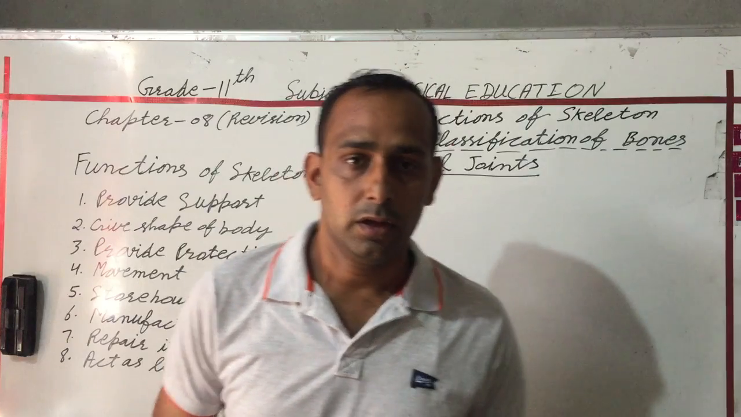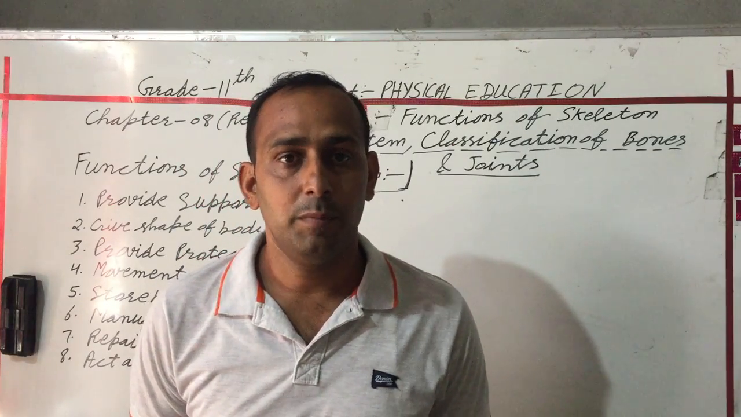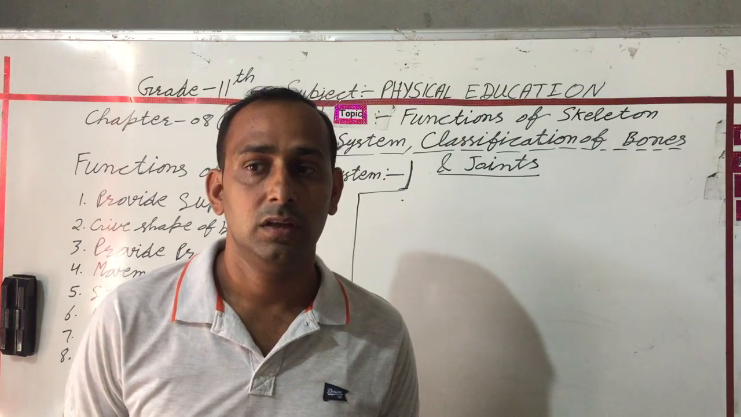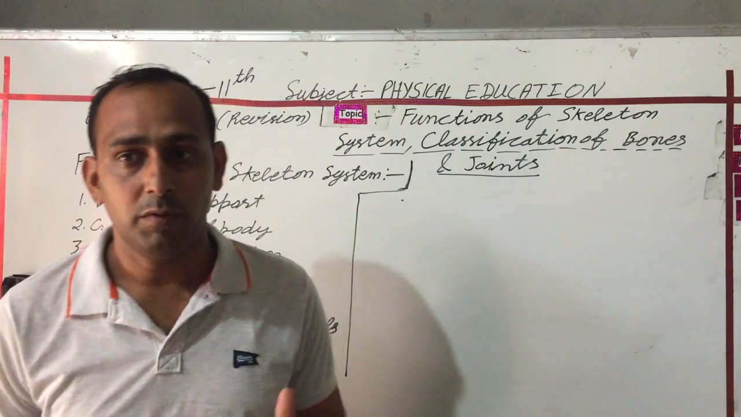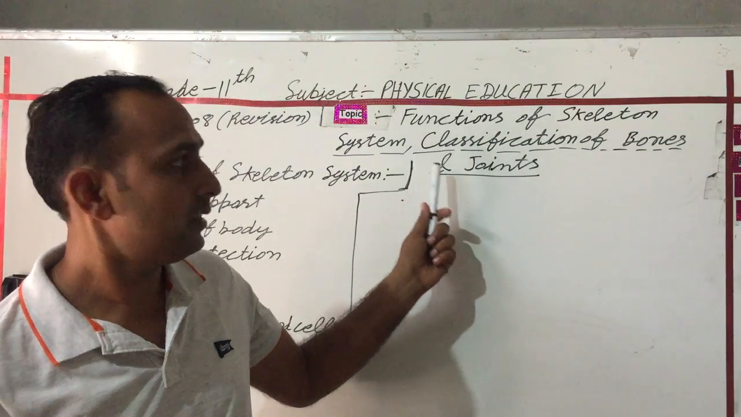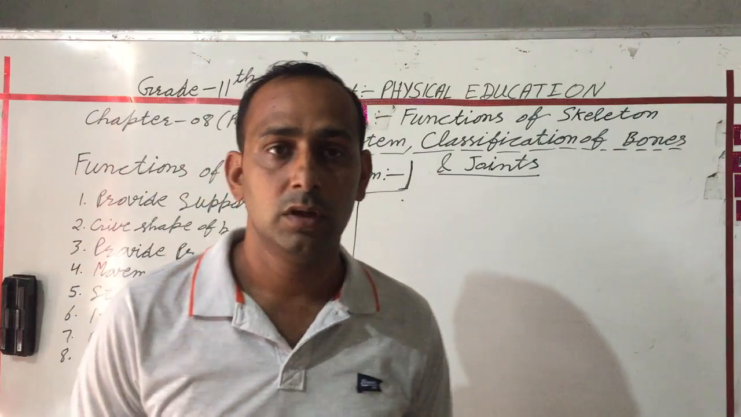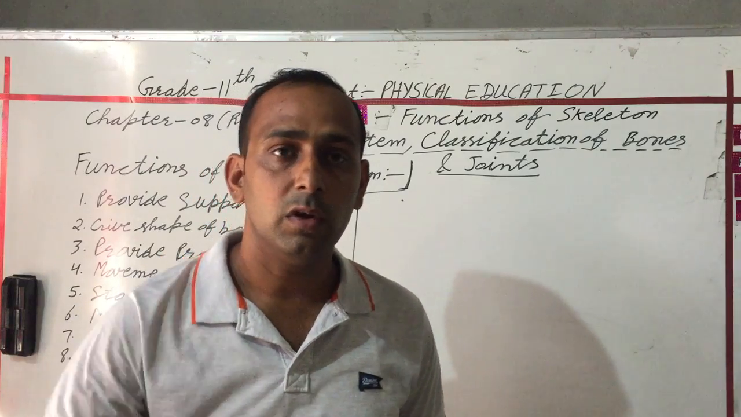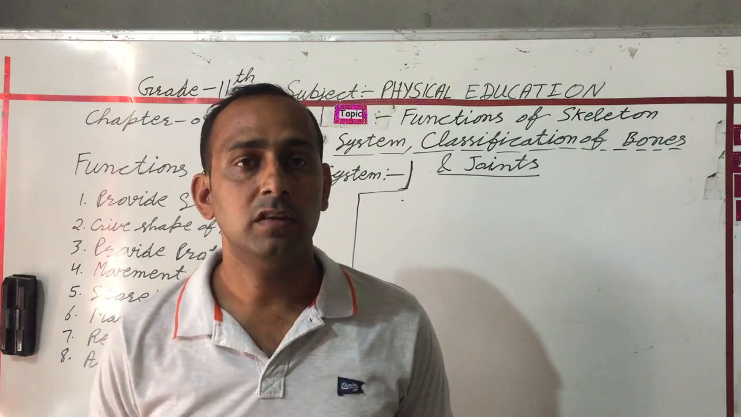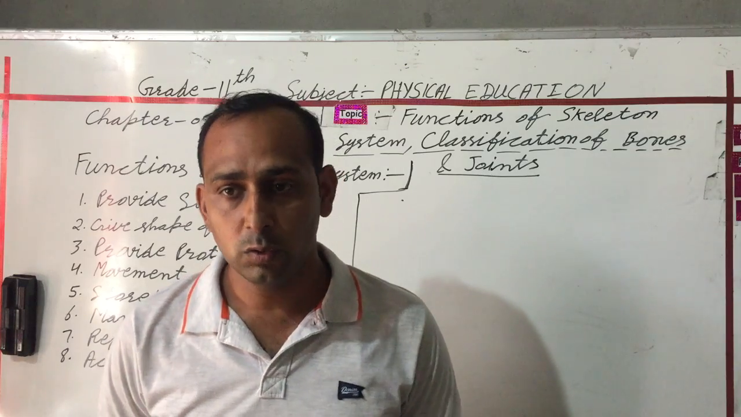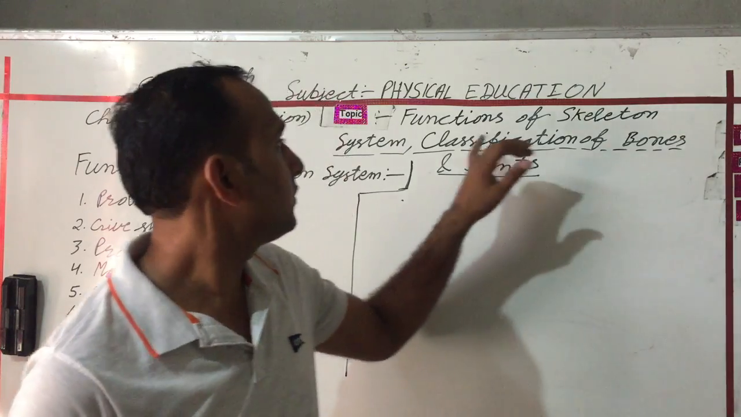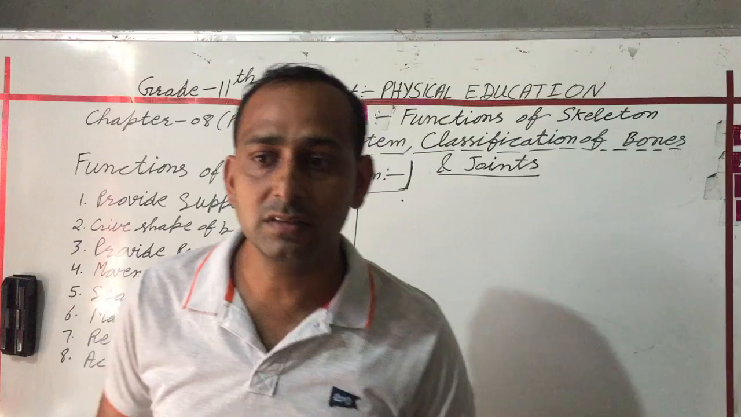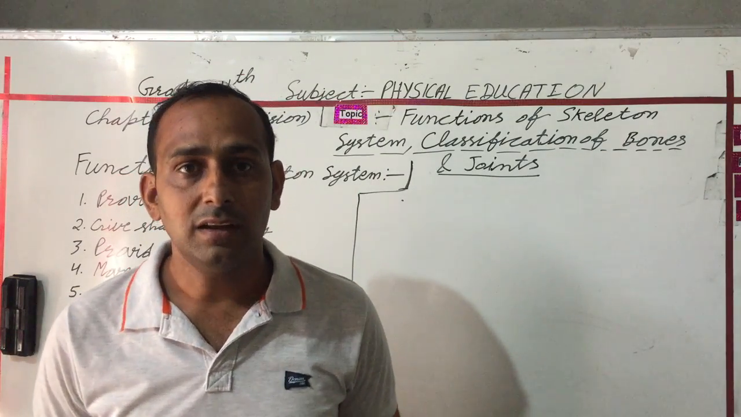So dear students, continuing from last day, we started chapter number 8, Function and Anatomy and Physiology in Kinesiology. Our topic is the main functions of the skeletal system and classification of bones. Last day we discussed only the meaning and importance of anatomy, physiology and kinesiology. Today we will discuss the main functions of the skeletal system, classification of bones and joints. Firstly, the main functions of the skeletal system.